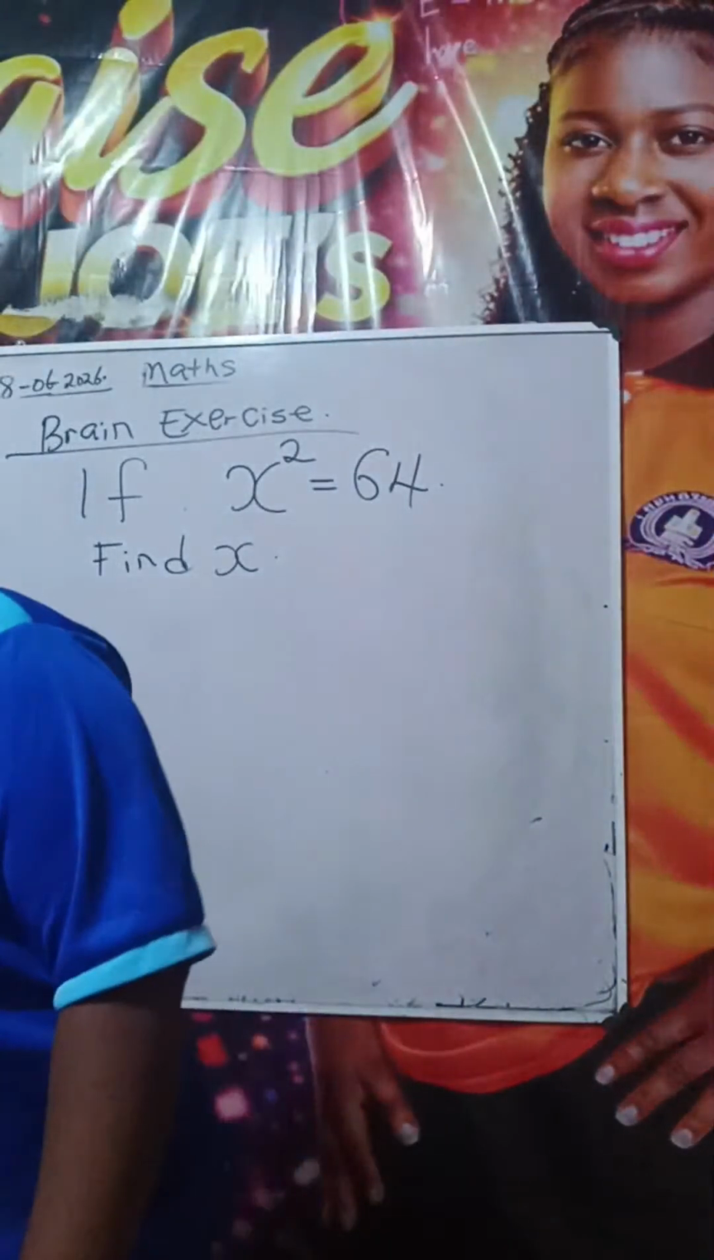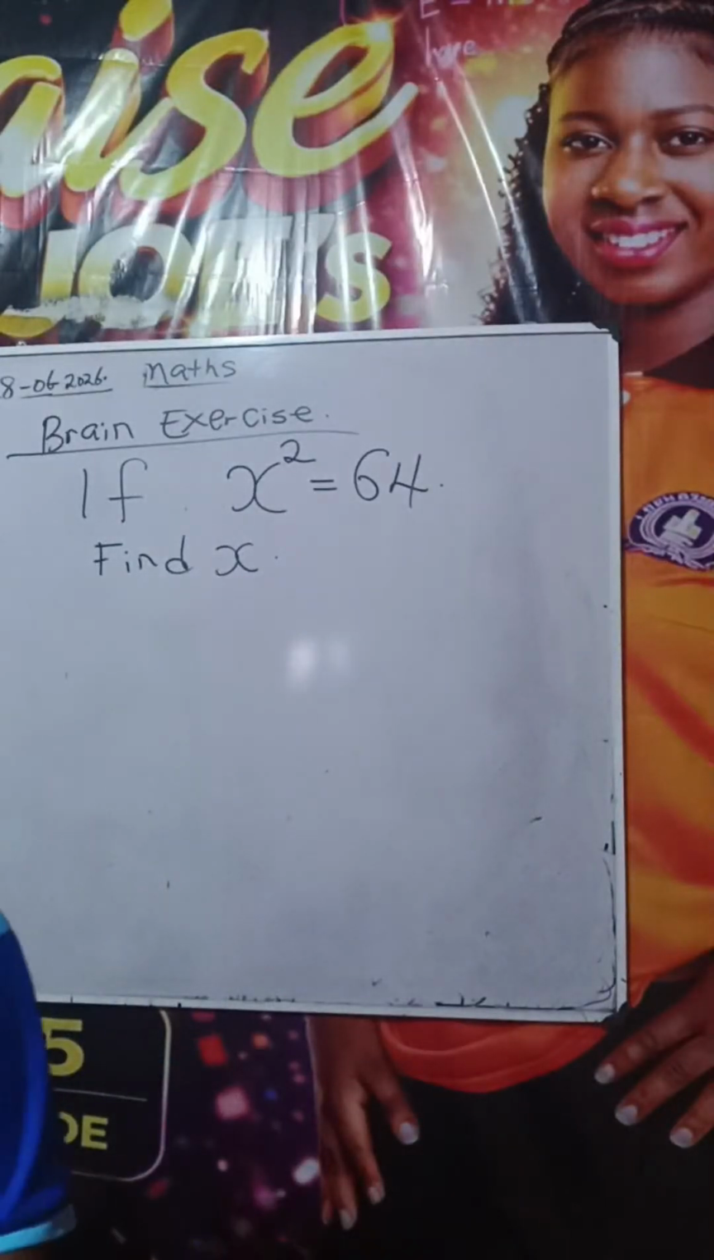So, what is the answer to this one? This one, less than 1 minute, everybody. The question is too simple. We are asked to find x, so look at it. Can we see the board? They said if x squared equals 64. Now, you are asked to find x. So, what is x? David, are you sure?